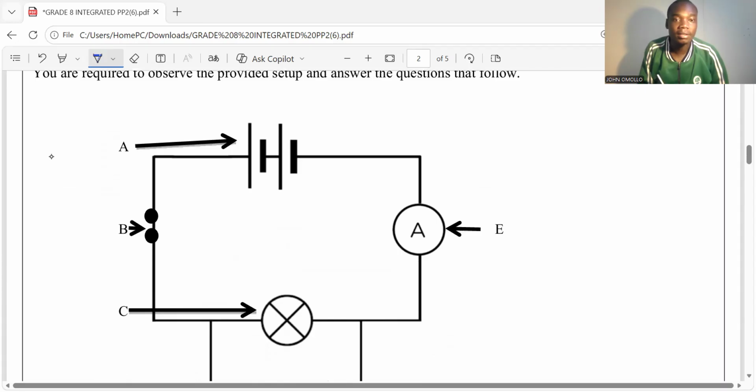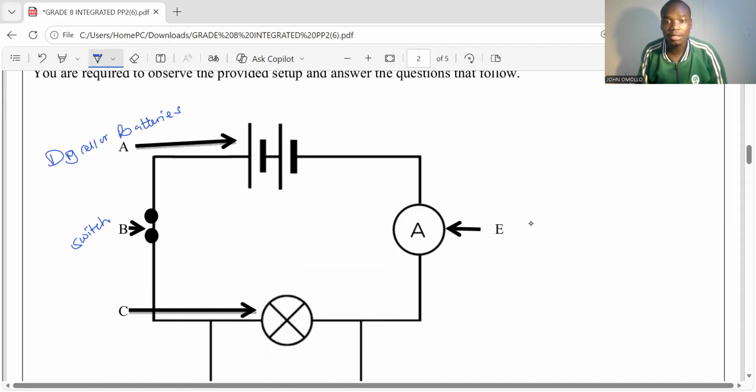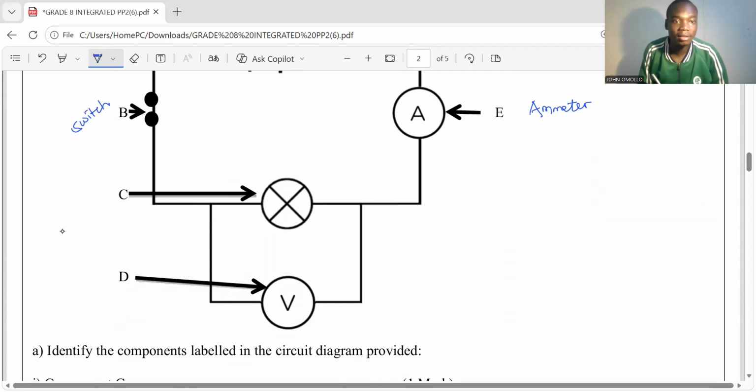This part A is the dry cell or batteries. Part B, this is the switch. Part E with an A letter, that is ammeter. Then there is part C, this is the light bulb, or we can call it lamp. V, that is voltmeter. So let's go.